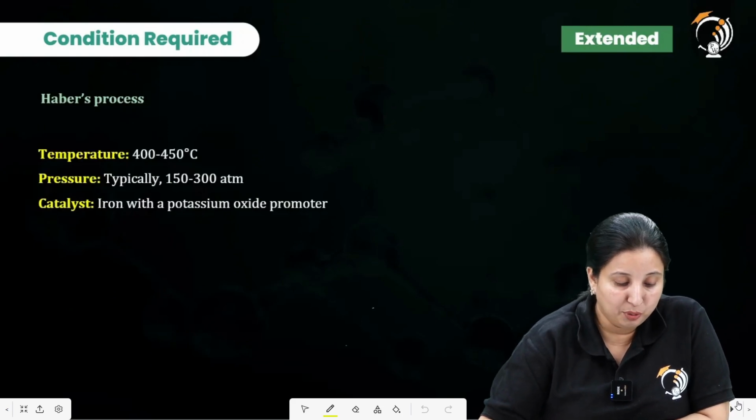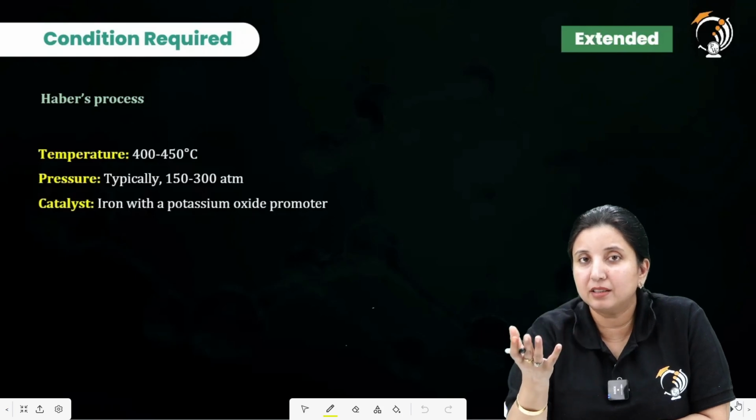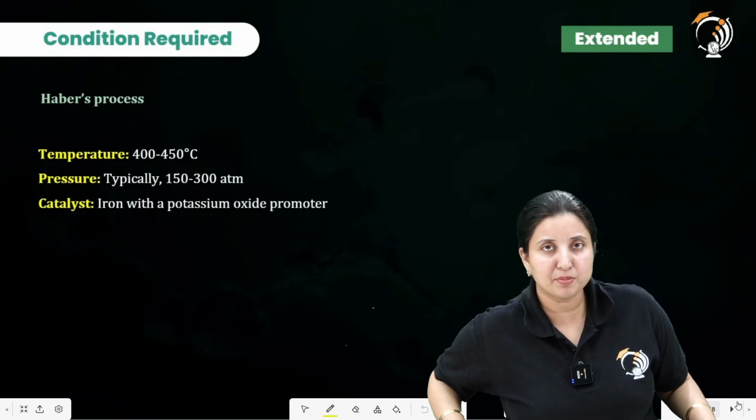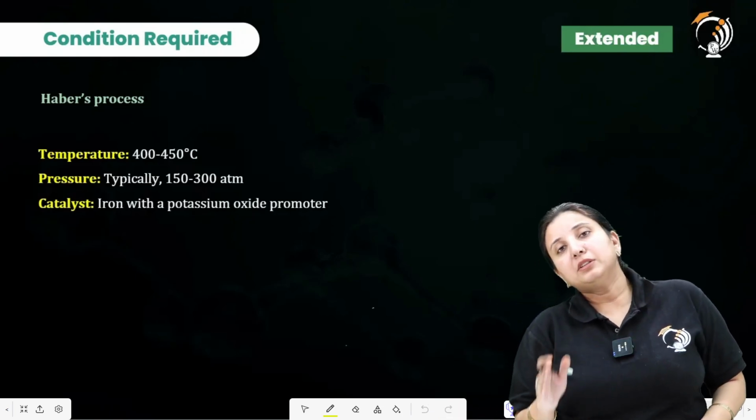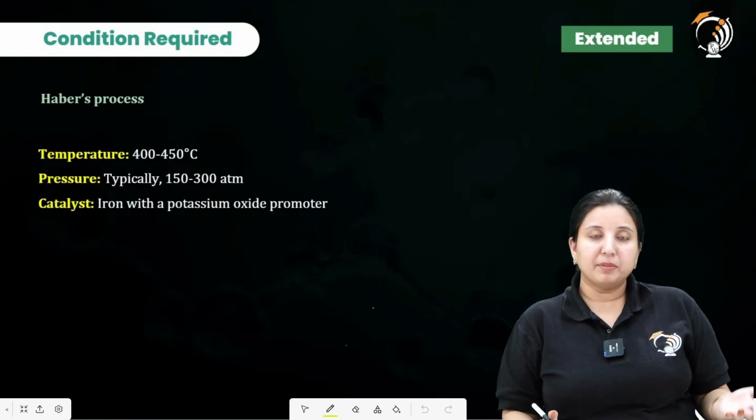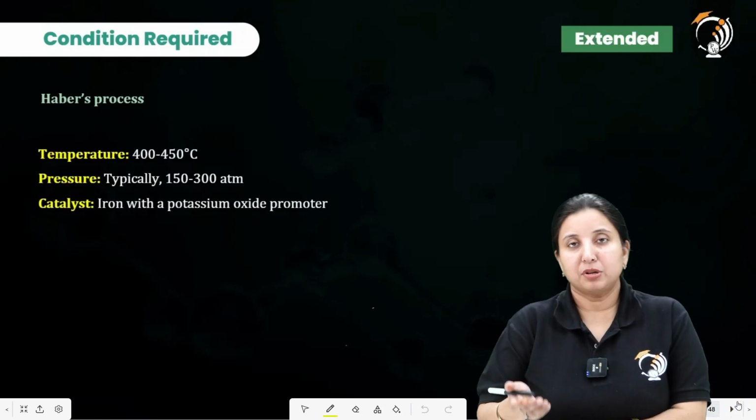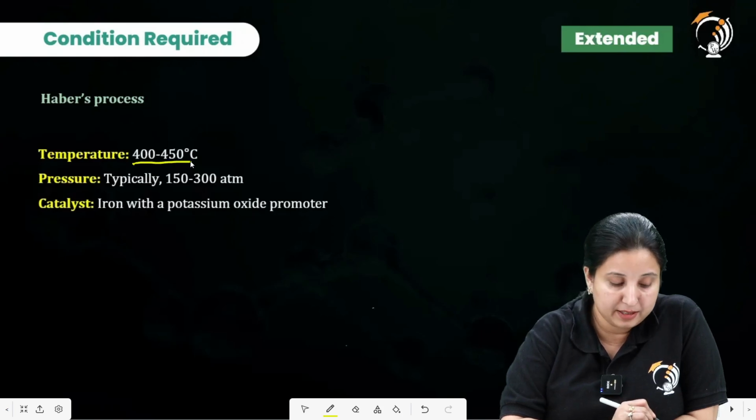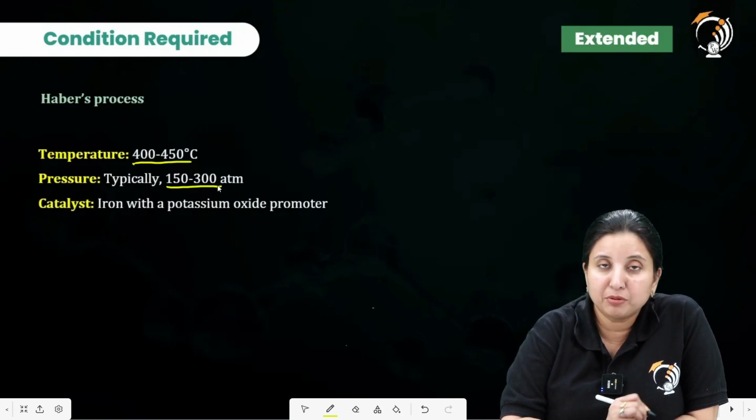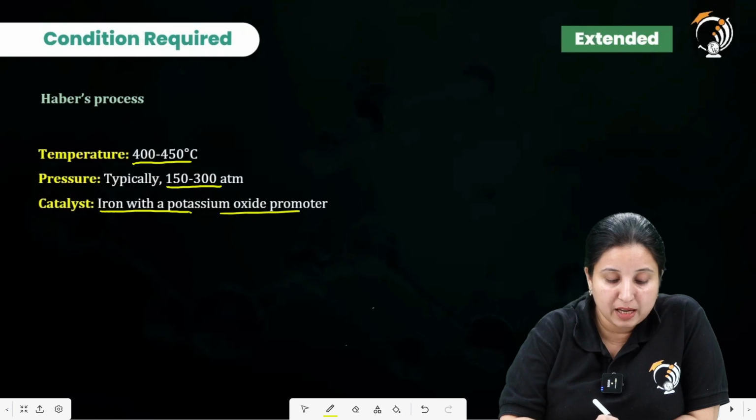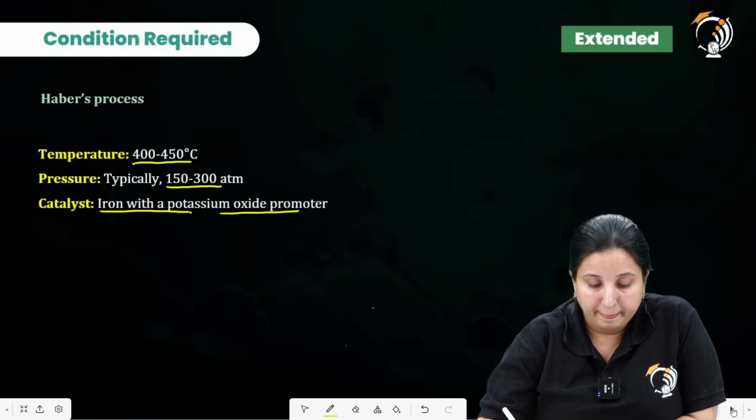Next, over here I'm not explaining the complete Haber's process because the question is never asked about the Haber's process, about its explanation. The question comes over here: write down the favorable conditions for the Haber's process and the contact process. So in the case of the Haber's process, the temperature required is 400 to 450 degrees centigrade. Pressure is 150 to 300 atmospheres. Catalyst is iron with potassium oxide as the promoter.